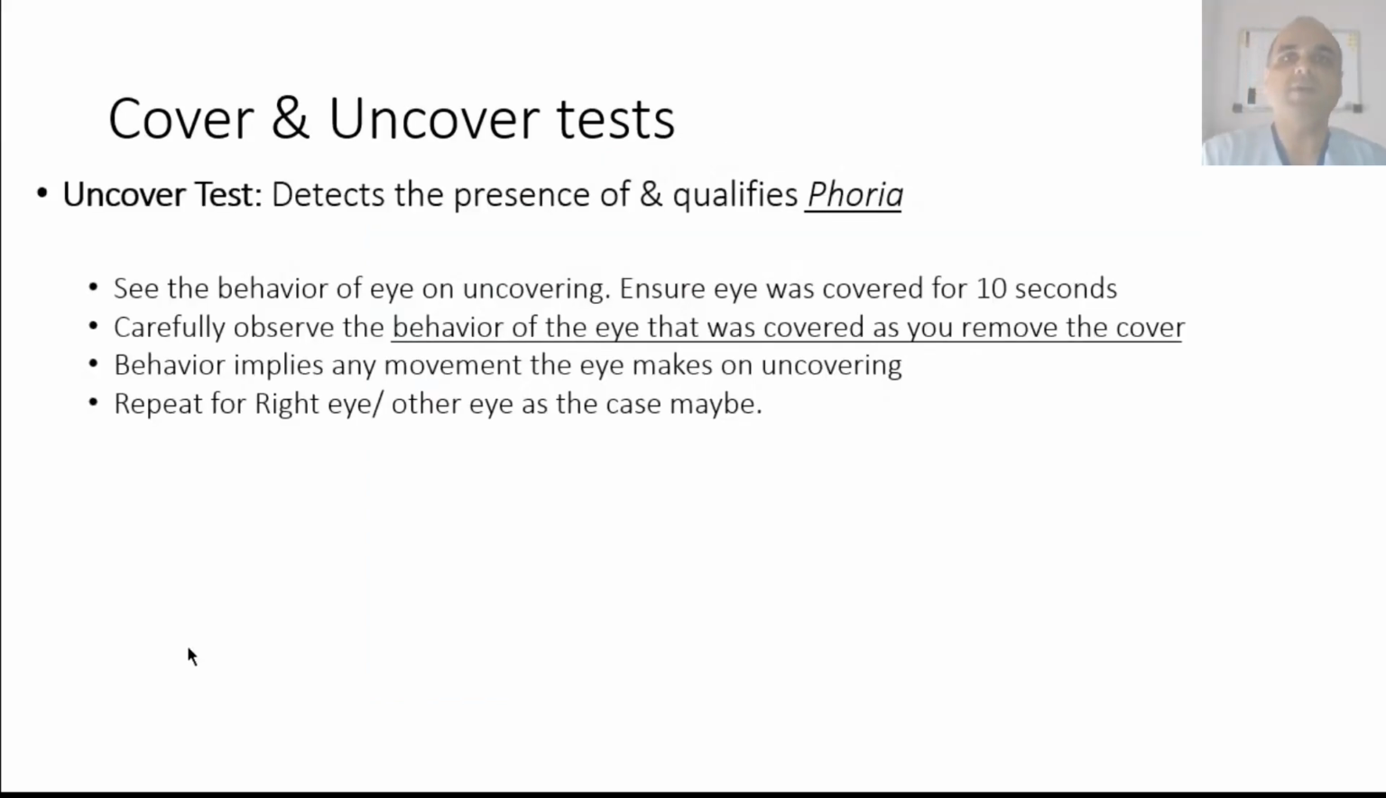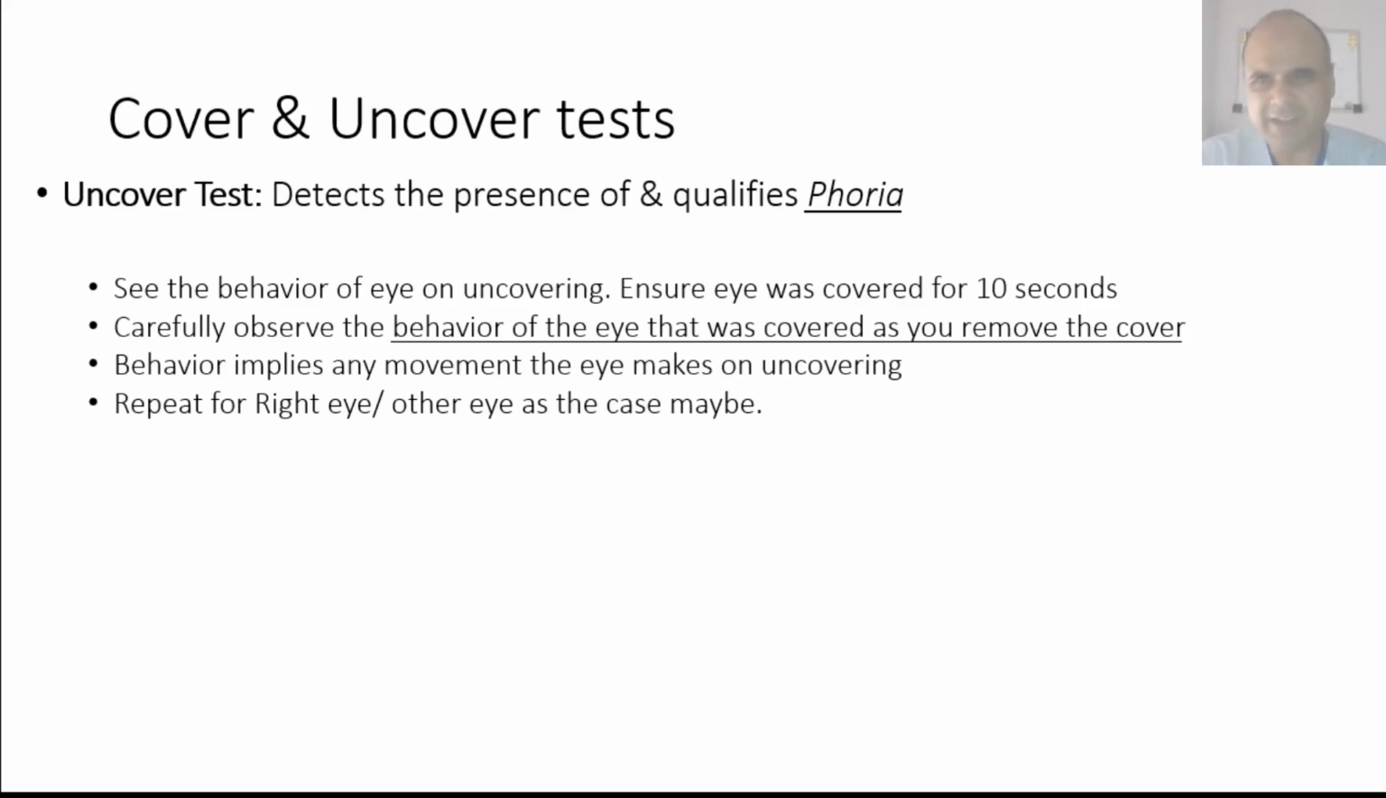So now we will talk about the uncover test. The uncover test is basically to detect a phoria. Remember, a phoria only happens when you take away the visual stimulus. So the eye that is behind the cover has an opportunity to wander about because it's no longer being stimulated.